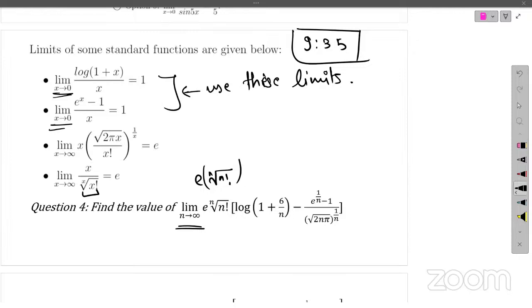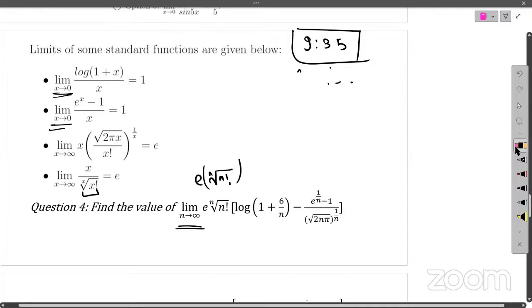Ma'am, could you discuss? Yeah, let's discuss this question. Here you just have to do some adjustment so that you will get the same limit. First, since the asked limit is in the form of n goes to infinity, and here two limits are given in the form of x goes to 0, we first convert these limits into the form of n goes to infinity, and then we can apply.